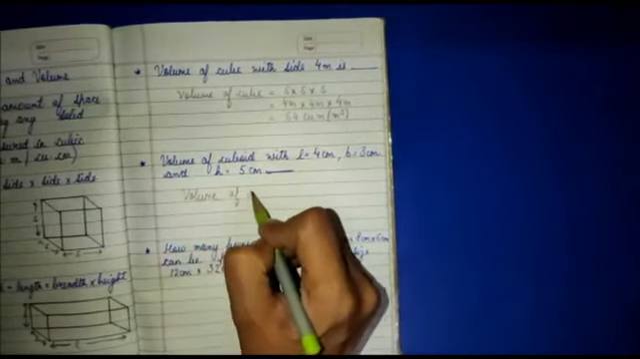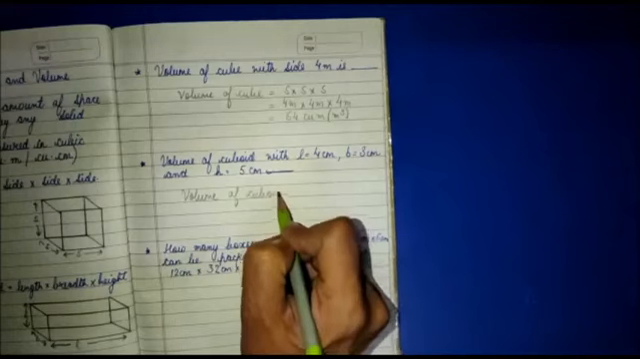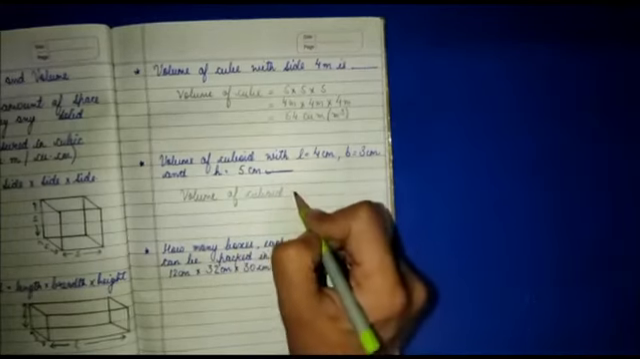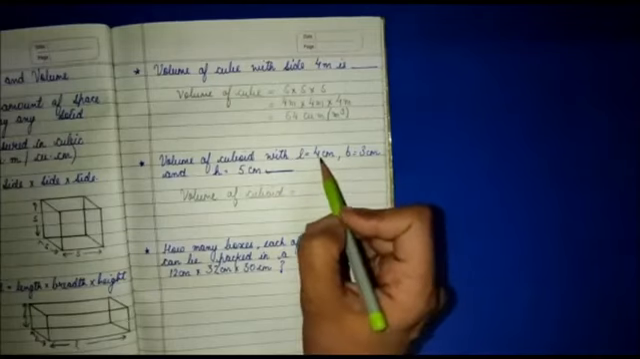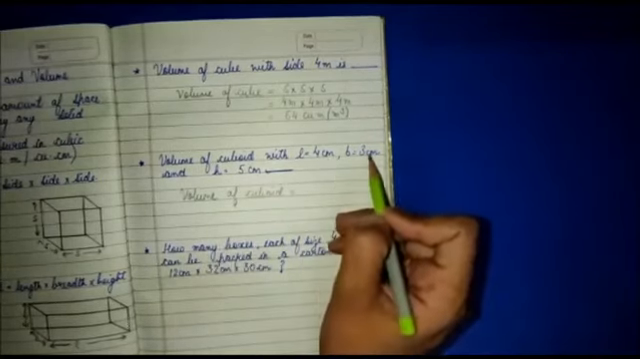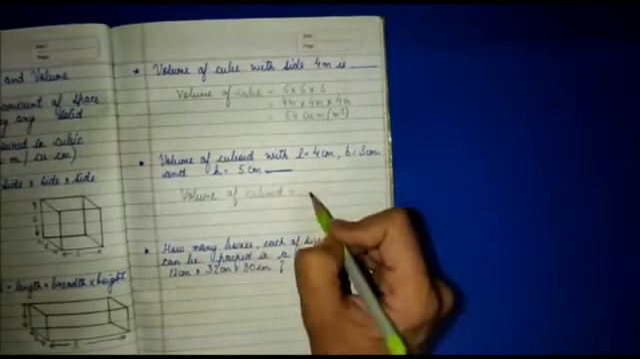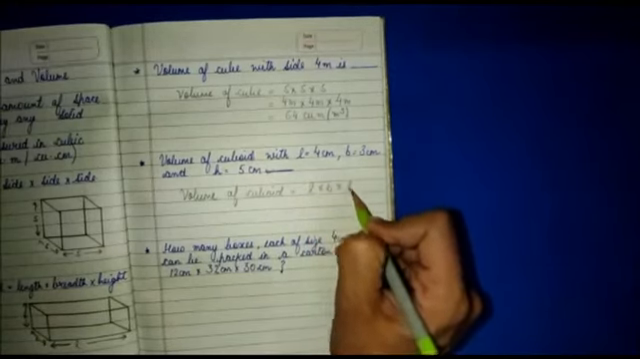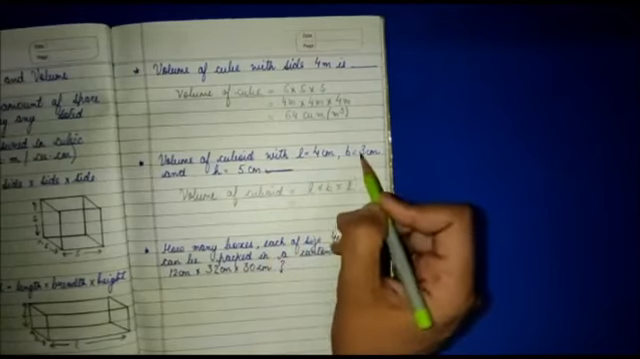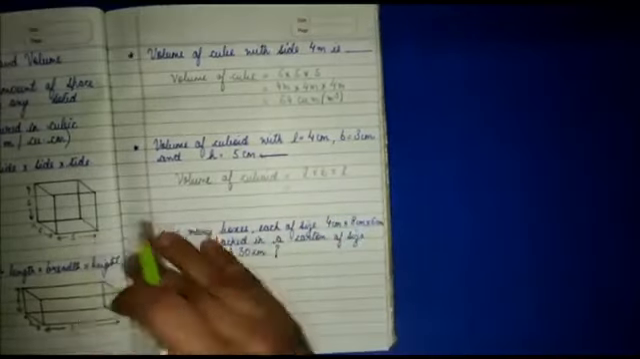Always remember that whenever you have to calculate the volume or area, the units of the given dimensions should be the same. As here all three are in the same unit, centimeter, centimeter, centimeter, so I can directly apply the formula. If suppose the units are different, our first step should be to make the units the same. So let's put the values.